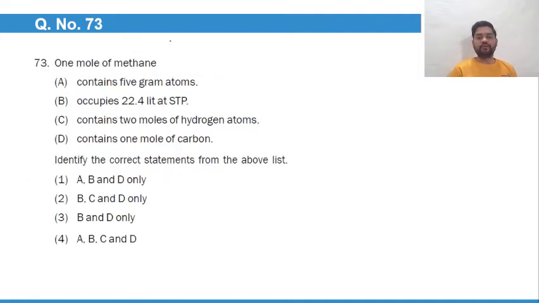73. 1 mole of methane, that means CH4, contains 5 gram atoms, that means 5 moles of atoms. That is right. Out of that 5 moles, 1 mole is carbon and 4 moles are hydrogen atoms. So this is a true statement. Occupies 22.4 liter at STP, true, because 1 mole of any gas will occupy this much. Contains 2 moles of hydrogen atoms, false. Contains 4 moles of hydrogen atoms. Contains 1 mole of carbon, true. So A, B, D only. Option number 1 will be the right answer.